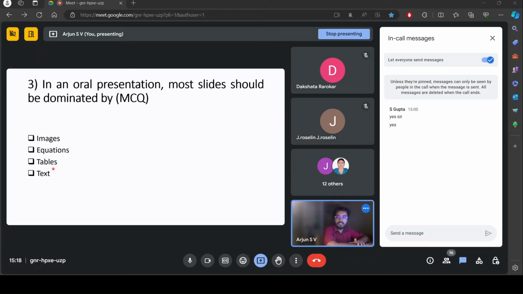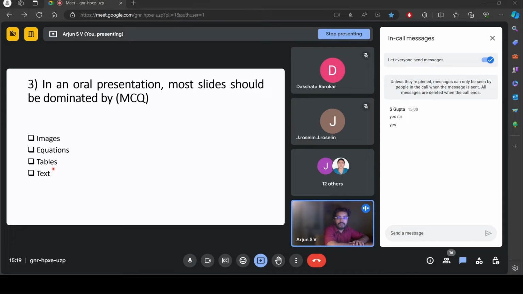Question number three. In an oral presentation, most slides should be dominated by. As we all know, in every oral presentation, we will have certain sets of slides to be discussed. In the slides, we will have a combination of images, text, and some equations as well. But if you have a lot of text in the slide, people would find it difficult to read all that text in 1 minute. I already mentioned that the prescribed time for explaining anything in the slide is almost only 1 minute.